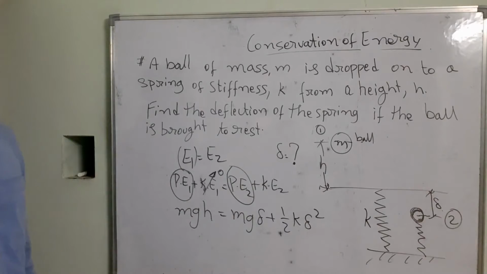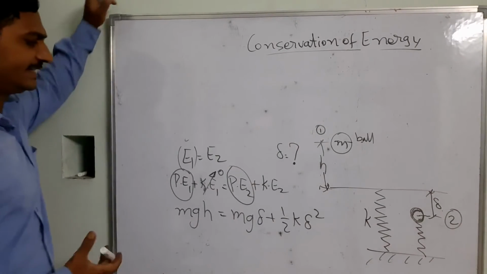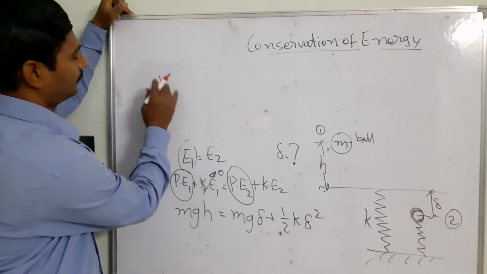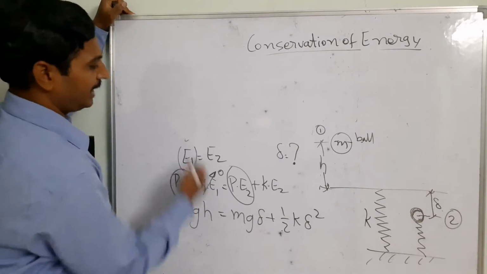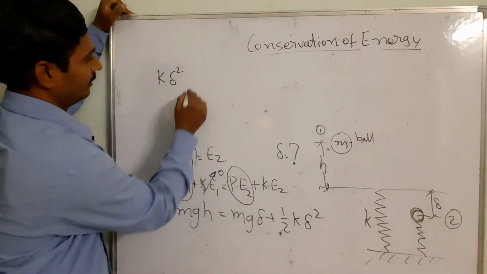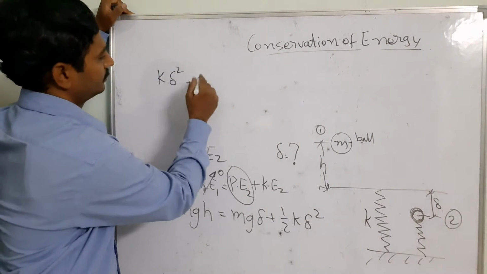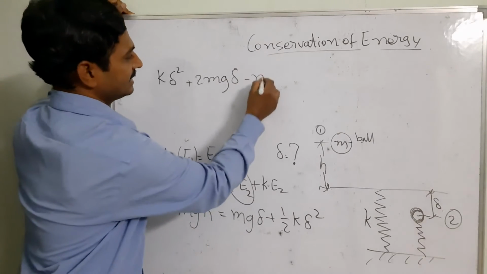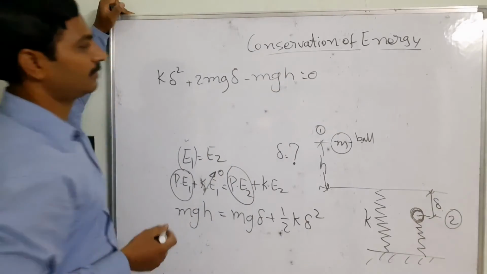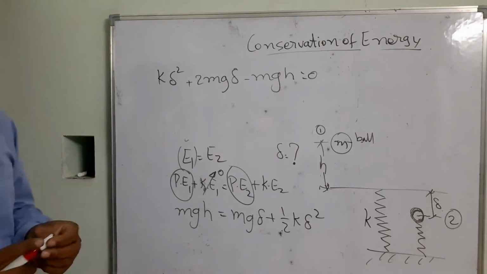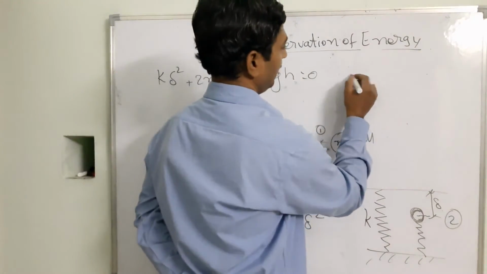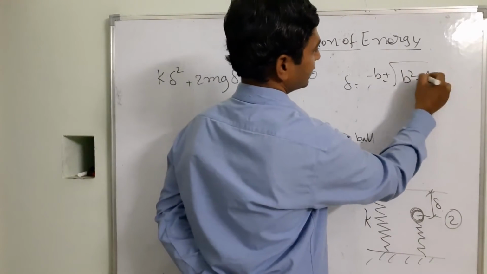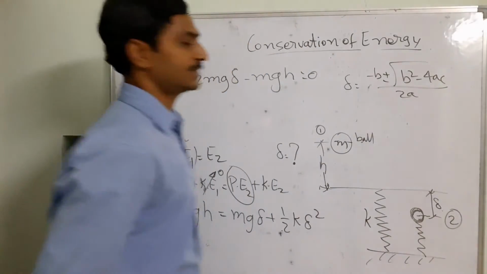So we will simplify this equation. How are we going to simplify this equation? Taking the LCM of 2, we get k del square plus 2 mg del minus mgh equal to 0. Right? This quadratic equation we are going to solve by the formula del is equal to minus b plus or minus square root of b square minus 4ac by 2a.